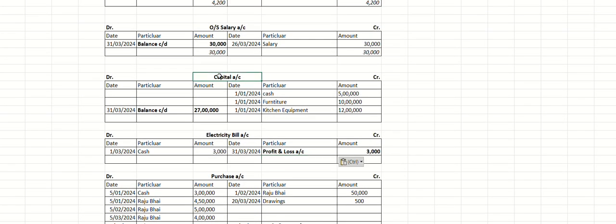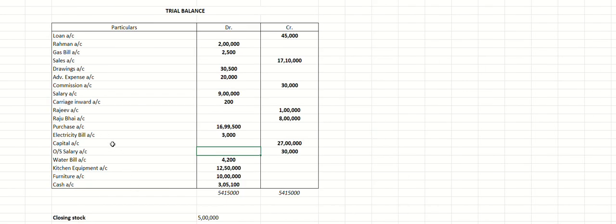Capital is, of course, a liability of the business. So the balance carried down happens in debit side. It is written as balance carried down itself, and it is written where? See, capital, it is written on the credit side.